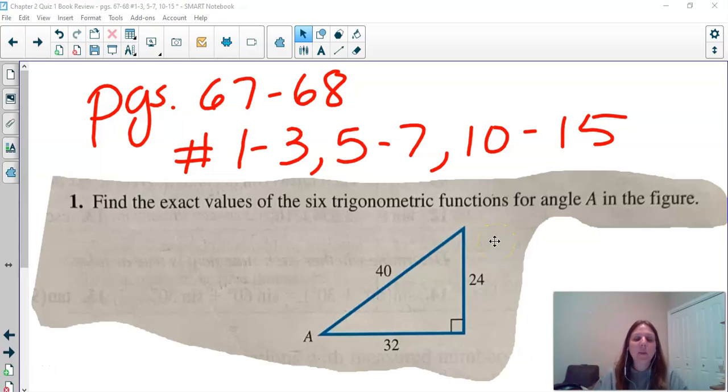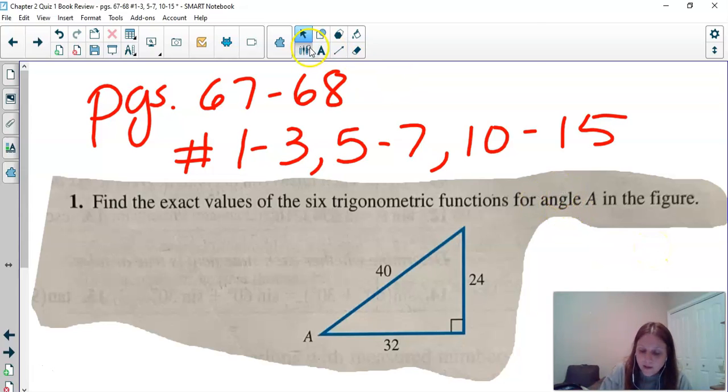Hi everybody, this is going to be a complete walkthrough of the book review on pages 67 to 68, and you can see the numbers are listed here. So the first question is number 1, I'm going to find the exact values of the 6 trig functions for angle A in the figure.